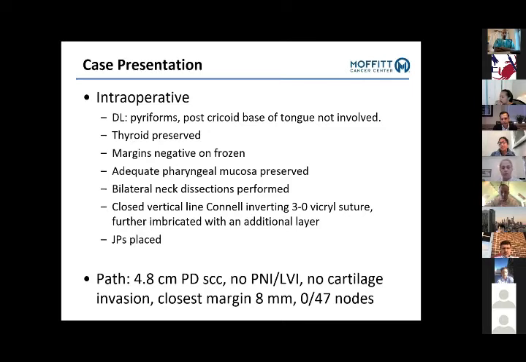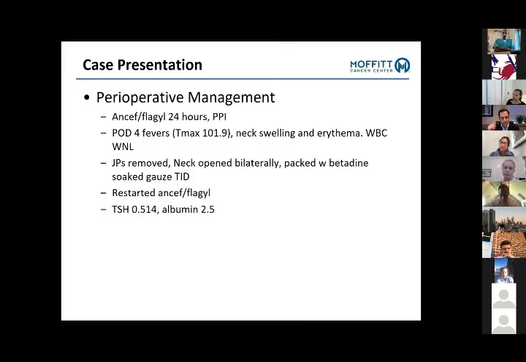His final pathology was a 4.8 centimeter poorly differentiated squamous cell carcinoma without perineural invasion or lymphovascular invasion. Cartilage invasion was not identified. Closest margin was 8 millimeters, and he had no positive lymph nodes.